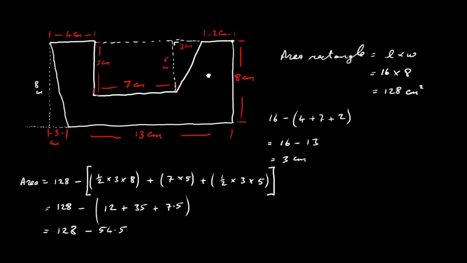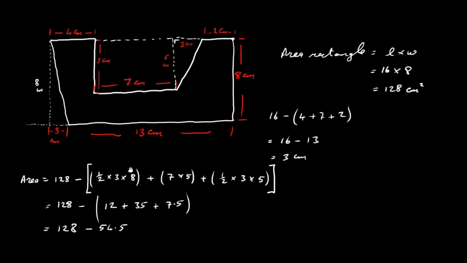Now, I'm going to do it another way as well. What I'm going to do is just take the shape itself and break it up into different triangles and rectangles and just add up the areas of each. So I'm going to take, for example, this triangle here. This triangle here has dimensions 8 centimeters up along this way, and this distance here is just going to be the same as this distance here, which is 3 centimeters. So I have the dimensions of this triangle here.